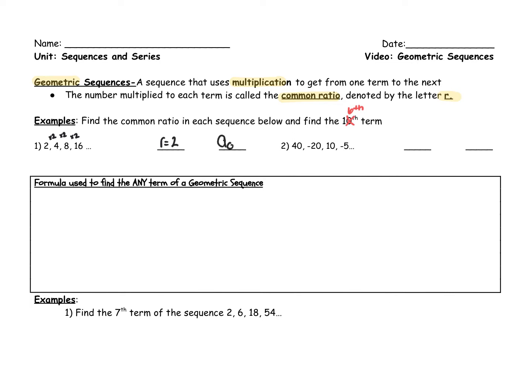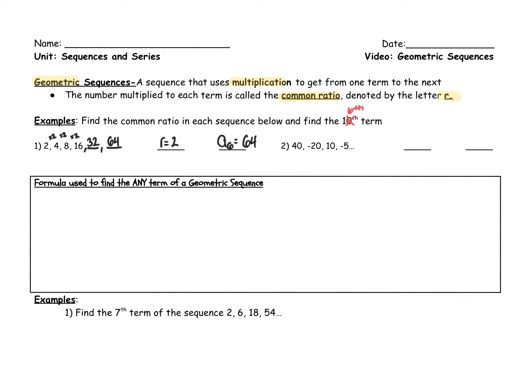My a sub 6, that's how we write the 6th term. Well, if these are my first 4, this is my 5th term, and this is my 6th term. So 16 times 2 is 32. 32 times 2 is 64. So 64 is my 6th term.